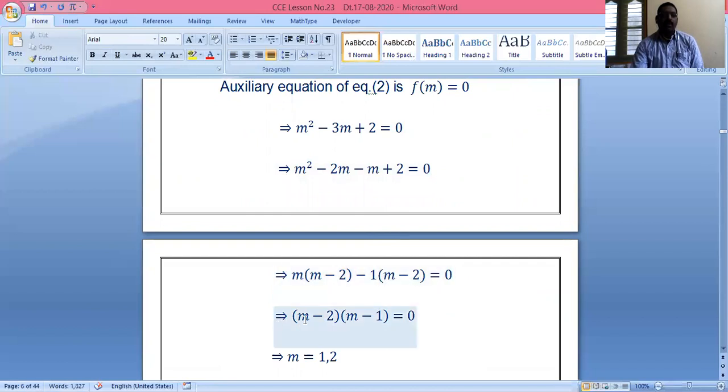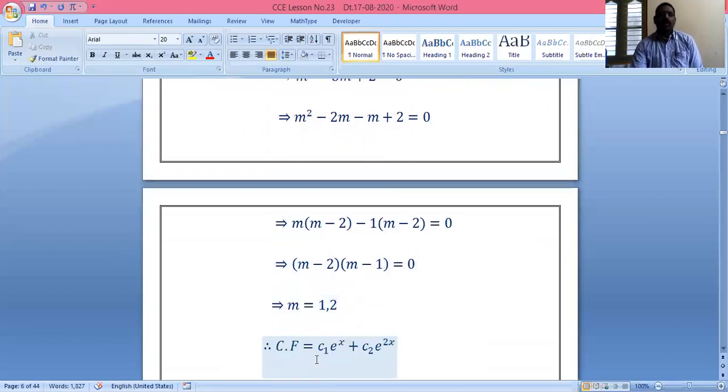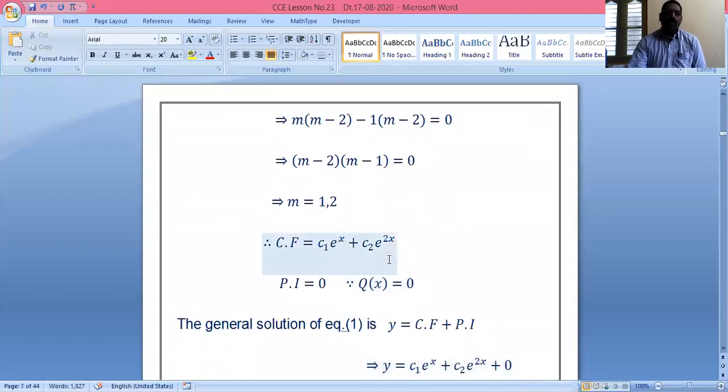That implies by taking m minus 2 common from this equation, we get m minus 2 into m minus 1 is equal to 0. That implies m is equal to 1 comma 2. Here 1 comma 2 two roots are distinct and real. Therefore, we can write CF as C1 into e power x plus C2 into e power 2x. Since Q of x is 0, PI is also 0.